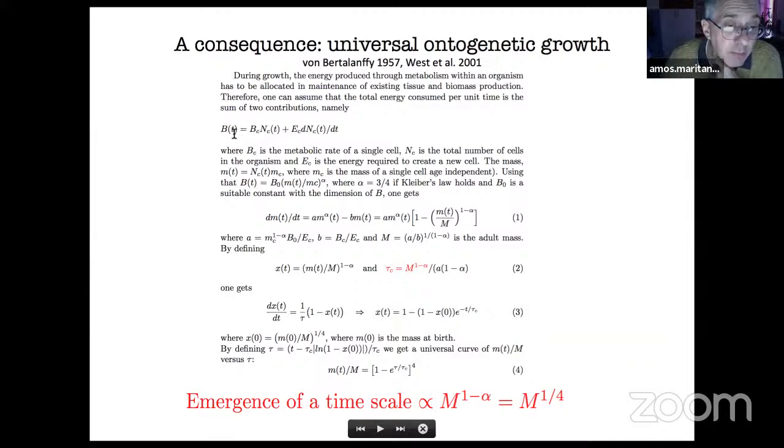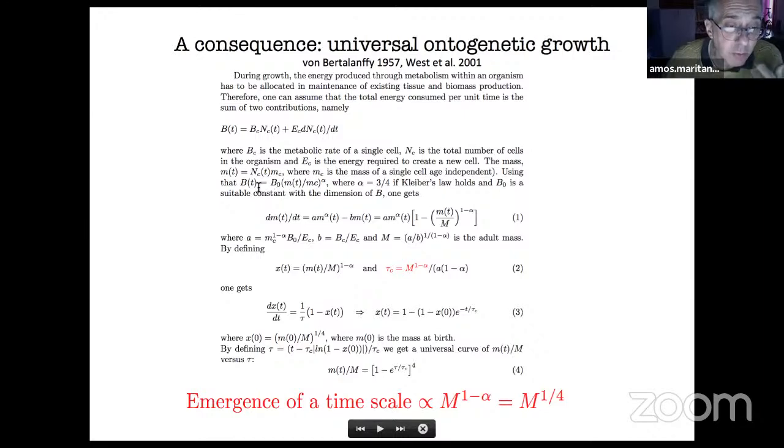The number of cells is proportional to the mass, okay? M_C is the mass of a cell. The mass of the cell doesn't change with age. It is the same at all ages. And so we can transform this equation into an equation for M, using that the metabolic rate scales with the mass to some power, and we set the constant in such a way that it has the correct unit. So B naught and M_C, where M_C is the mass of the cell, so we scale the mass: M over M_C is the number of cells.